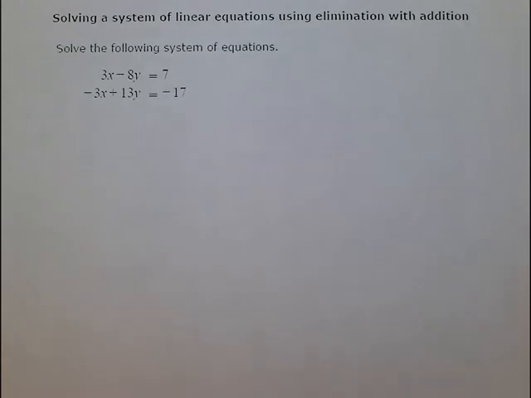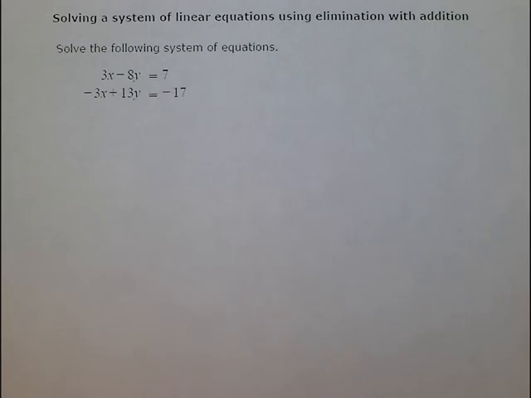Solving a system of linear equations using elimination with addition. Solve the following system of equations. 3x minus 8y equals 7, and negative 3x plus 13y equals negative 17.